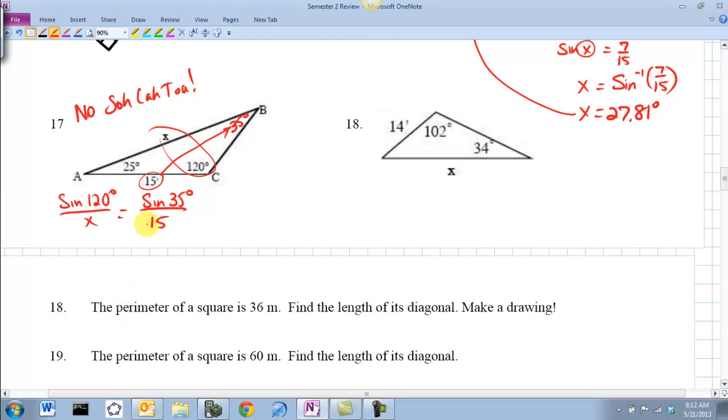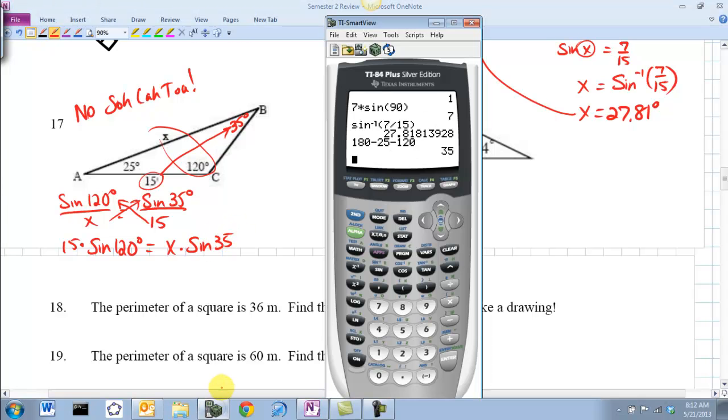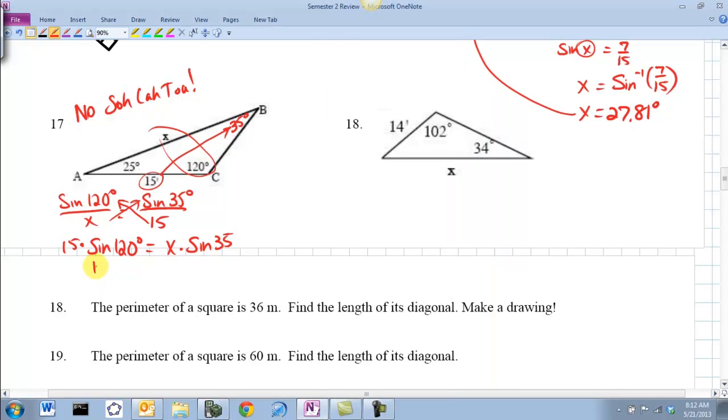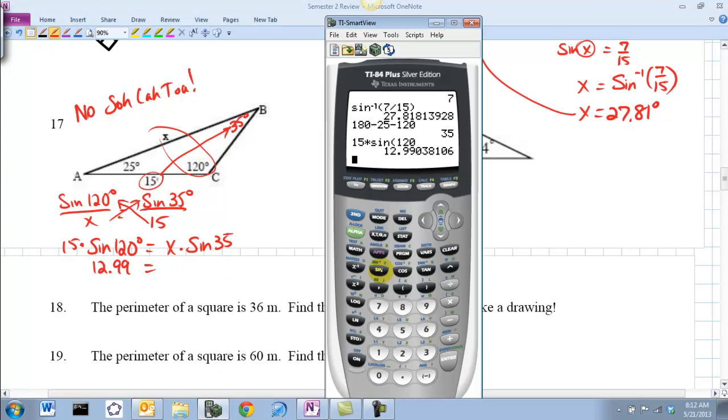Now I cross multiply. So 15 times the sine of 120, and x times the sine of 35. So 15 times the sine of 120 is 12.99. I don't think I'm going to round that. I'll just leave it as 12.99. And then the sine of 35 is 0.5735.